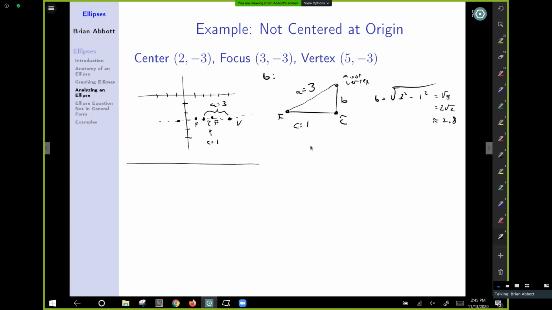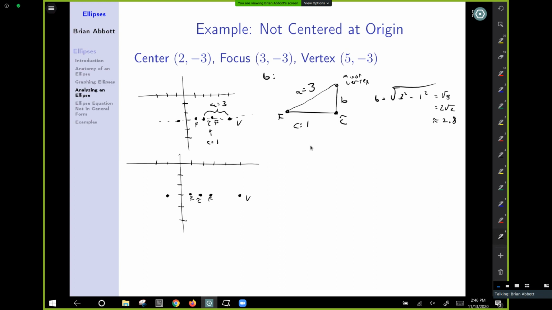Okay, so very, very similar. 1, 2, 3, 4, 5 in the x direction, a couple in the negative x direction, and then 1, 2, 3, 4, 5, and we'll see if that's enough. Again, center 2, -3. Focus 3, -3. Other focus on the other side at 1, -3. Major vertex 5, -3. V, F, F, C squiggle, and then the other vertex. The distance there was 1, 2, 3, so we go 3. There we're at -1, -3.